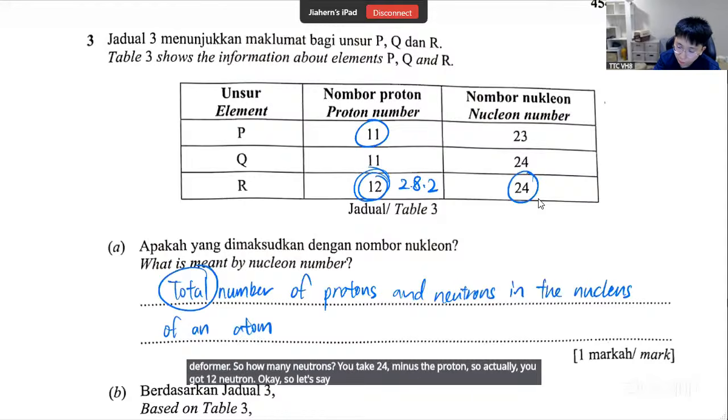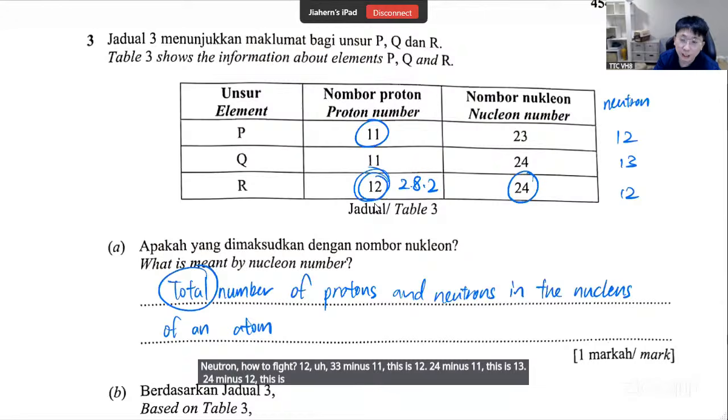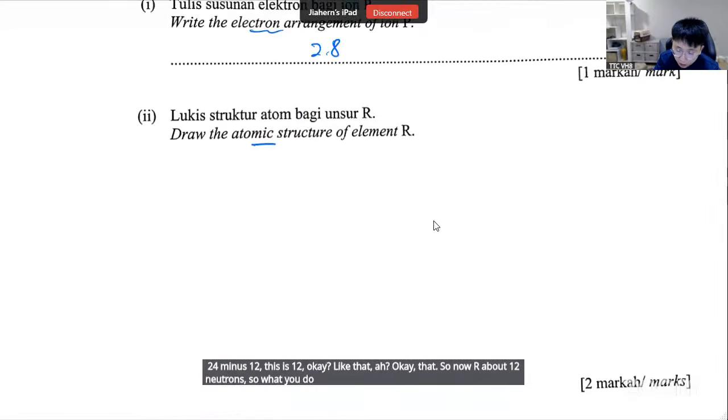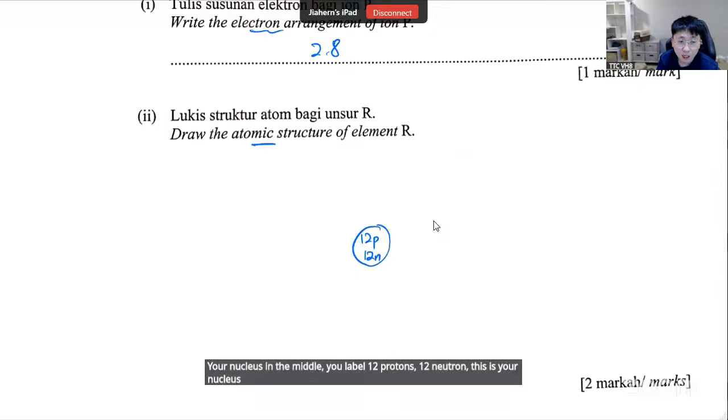Okay, so let's say if I were to list out neutron, how to find? 23 minus 11, this is 12. 24 minus 11, this is 13. 24 minus 12, this is 12. Okay, like that. So now R got 12 neutrons. So what you do in atomic structure, your nucleus in the middle, you label 12 proton, 12 neutron. This is your nucleus.